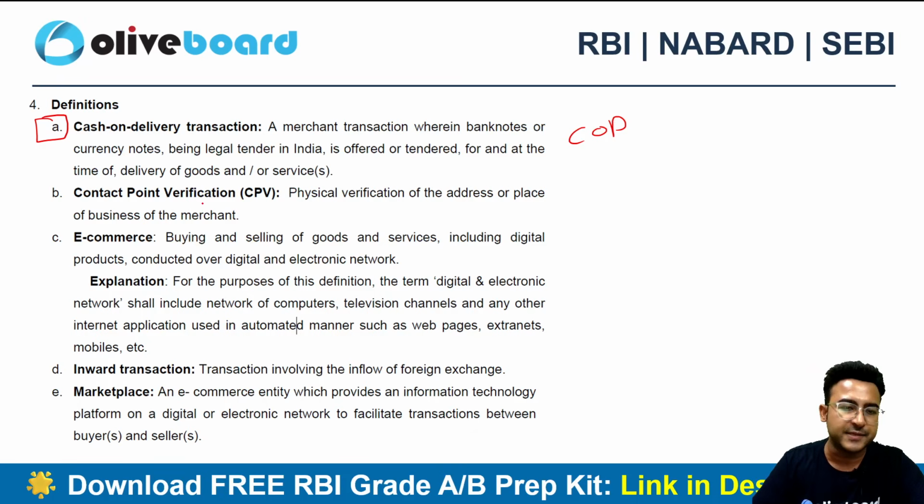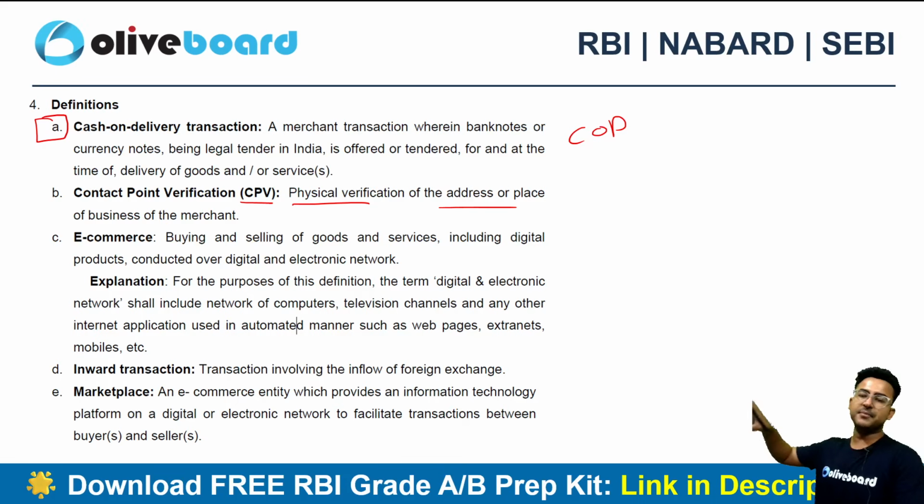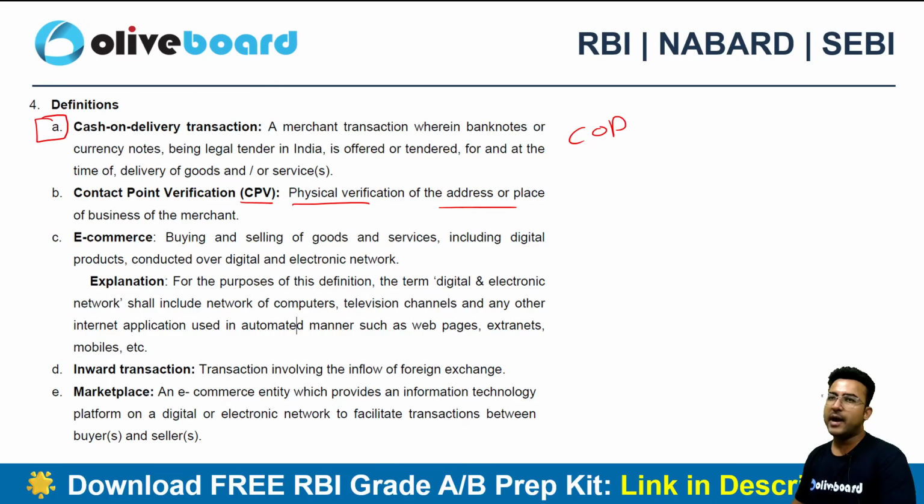Then we have contact point verification, which is CPV. Physical verification of the address or the place of business of the merchant. Let's suppose a merchant is based out of Delhi, right? The businessman is based out of Delhi. Now I don't know the person I'm paying, right? I'm paying that person who is doing business in Delhi. Now payment aggregators are also involved in CPV, which is contact point verification. An agent of the payment aggregator will physically go to the merchant's place and will physically verify the address of that particular merchant so that fraud cases are minimized, right?